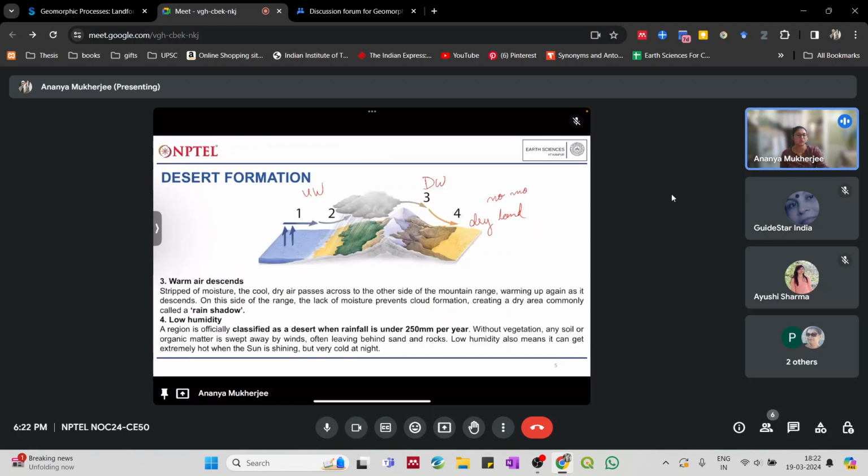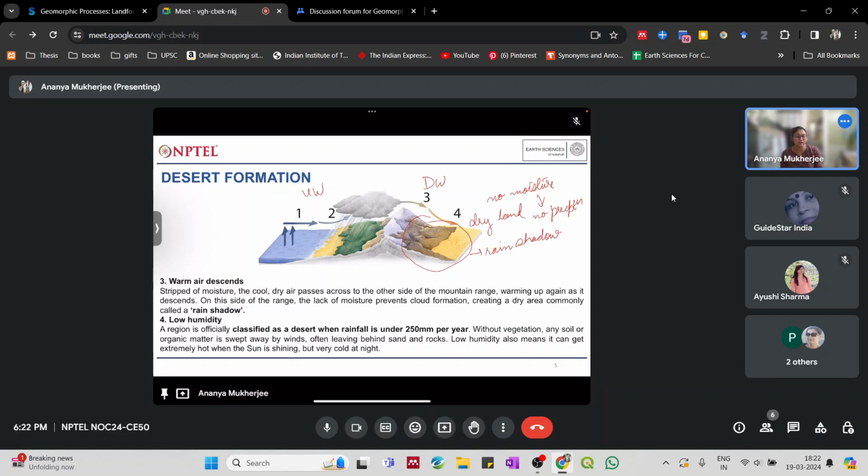Okay, so no moisture in the clouds, so you have no precipitation. Okay, so this area is called the rain shadow region.